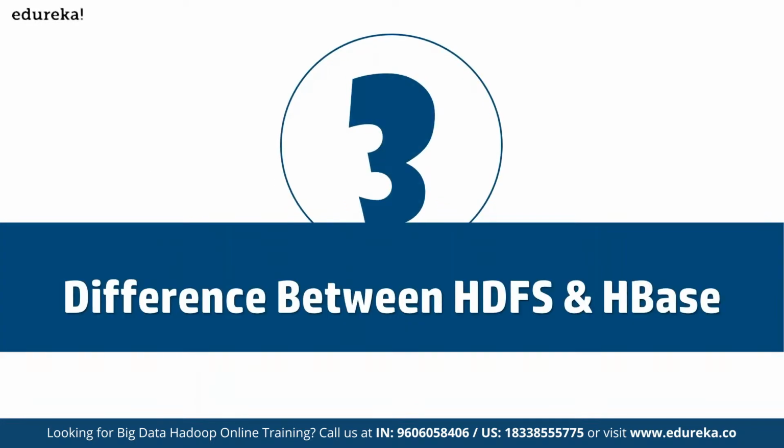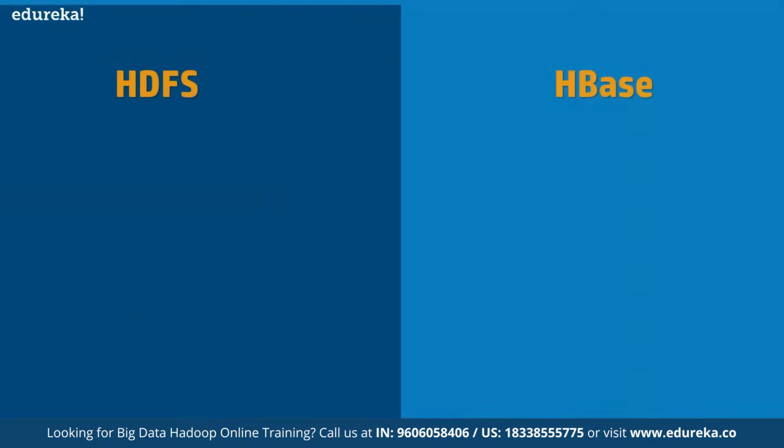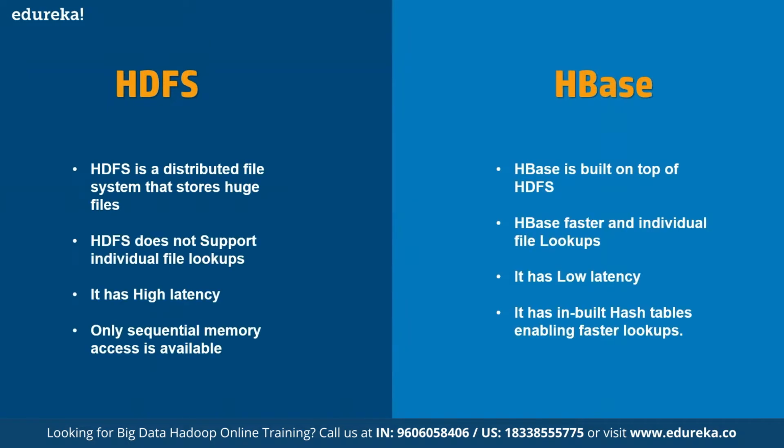Now, if you talk about the main difference between HDFS and HBase, we know that HDFS is what? HDFS is basically a Java-based distributed file system that allows us to store large data across multiple nodes in a Hadoop cluster. It has its own well-defined architecture in place. So we can say it's basically an underlying storage system for storing data in a distributed environment.